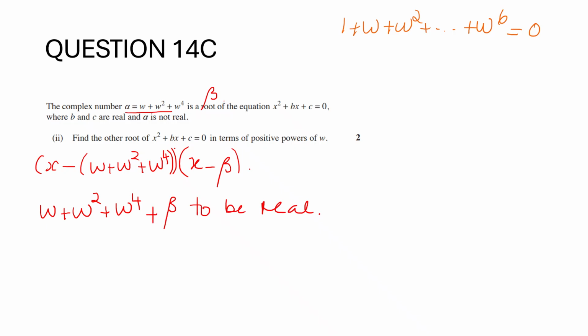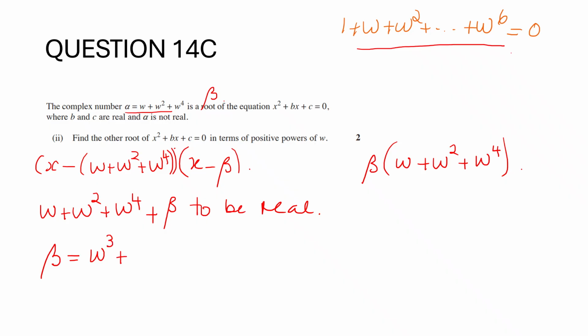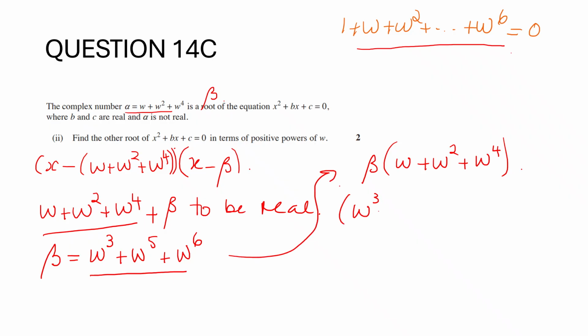So we want to use this here. We also want the product of the roots to be real, so beta multiplied by w plus w squared plus w to the power of 4. So it seems to me that a good guess for beta would be w cubed plus w to the power of 5 plus w to the power of 6, because if we add this and this, we're going to get negative 1. But does it work for this? Well, the only way to find out really is to expand these.